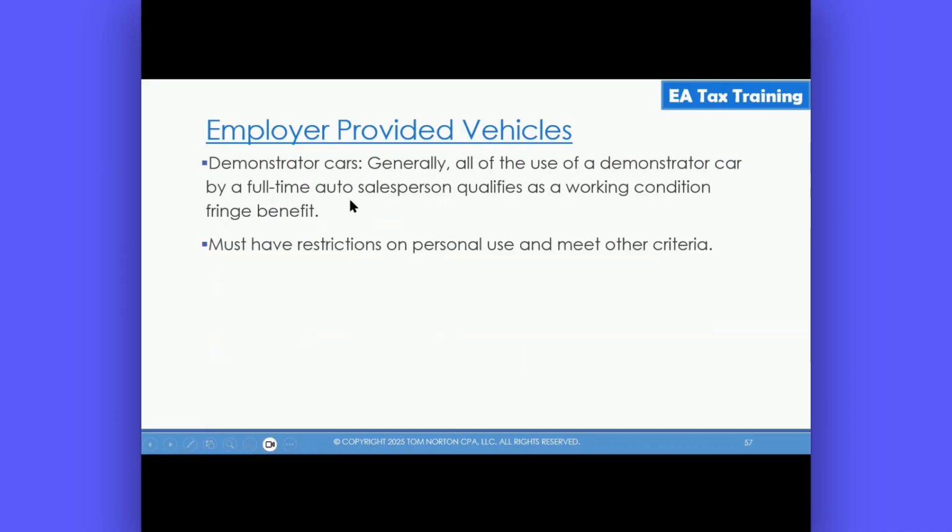Demonstrator cars, so this is going to apply to automobile dealerships. Generally, the use of a demonstrator car by a full-time auto salesperson qualifies as a working condition fringe benefit, which means it is not included in their income. There does have to be some restrictions on personal use, and you have to meet other criteria, but mostly what you want to know for the exam is that a demonstrator car for a full-time auto salesperson is not included in their income.